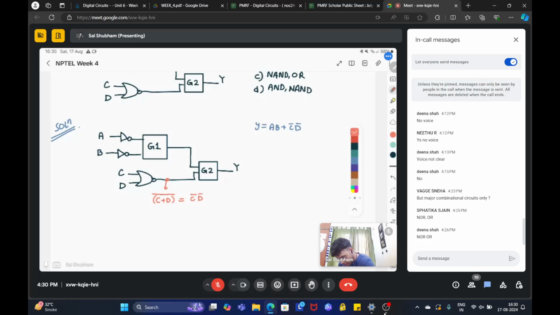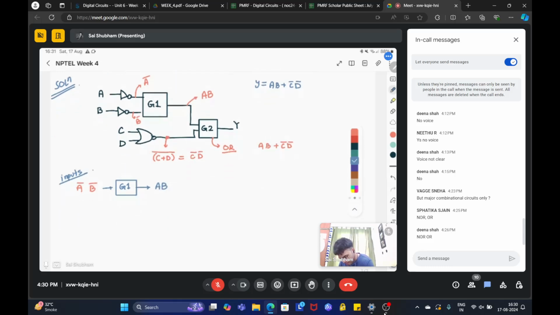Now, if here we get AB and if this is OR, then our job is done because our final output will be AB plus C bar D bar. But in this case we have A bar and here we have B bar. Okay. So A bar, B bar, these are inputs to the G1 gate and the output should be AB.